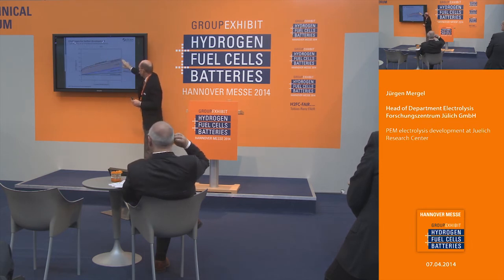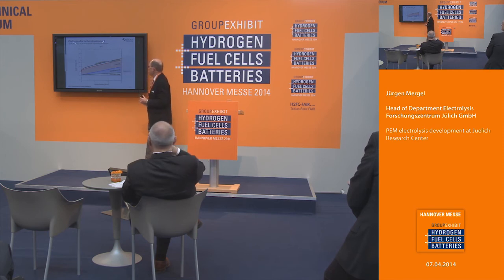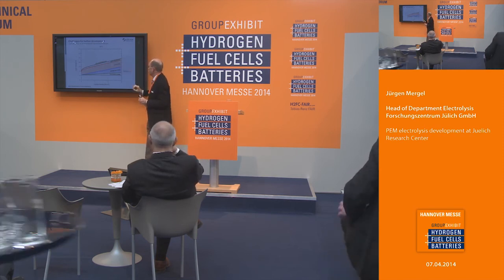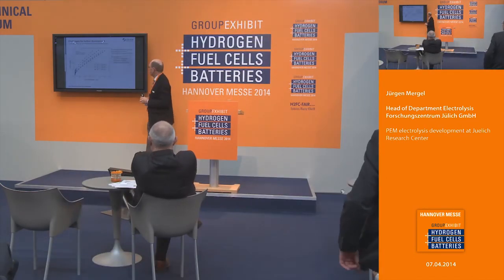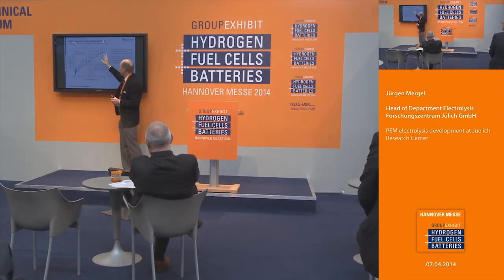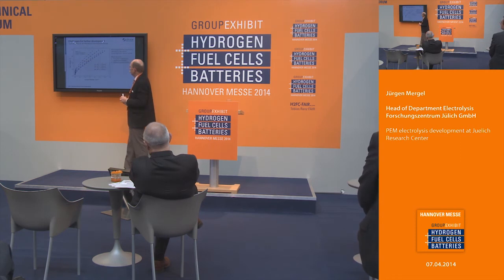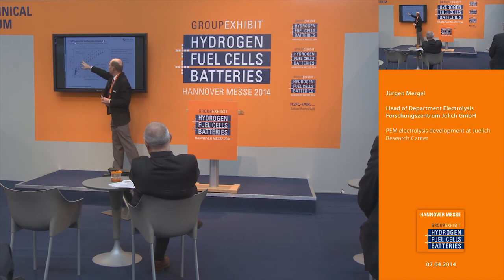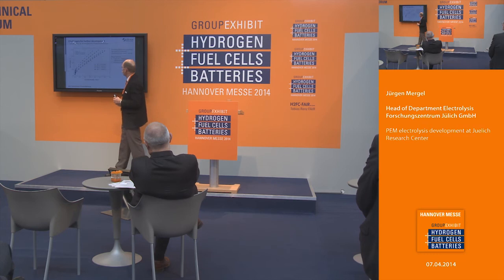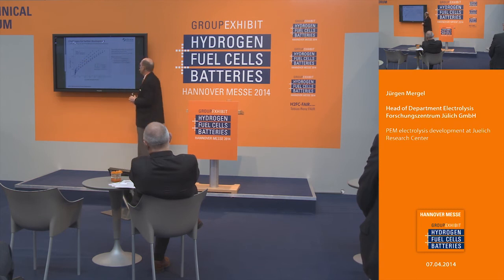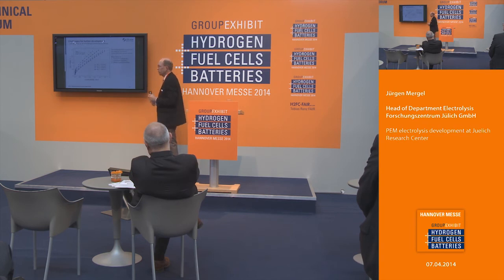You see that the activation and membrane losses will decrease. Next one, please. And here you can see real current voltage curves. So we started at 30 degrees centigrade and went up to 80 degrees centigrade, and you can see at an efficiency of around 70%, you can double the current by increasing the temperature.